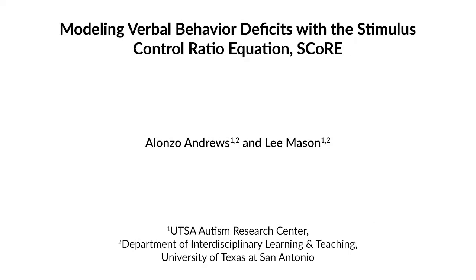The Verbal Behavior Stimulus Control Ratio equation, or SCoRE, measures a participant's present level of functional language and specifically analyzes stimulus overselectivity. SCoRE quantifies the functional verbal repertoire with a single numeric value and prescribes an individualized intervention plan.